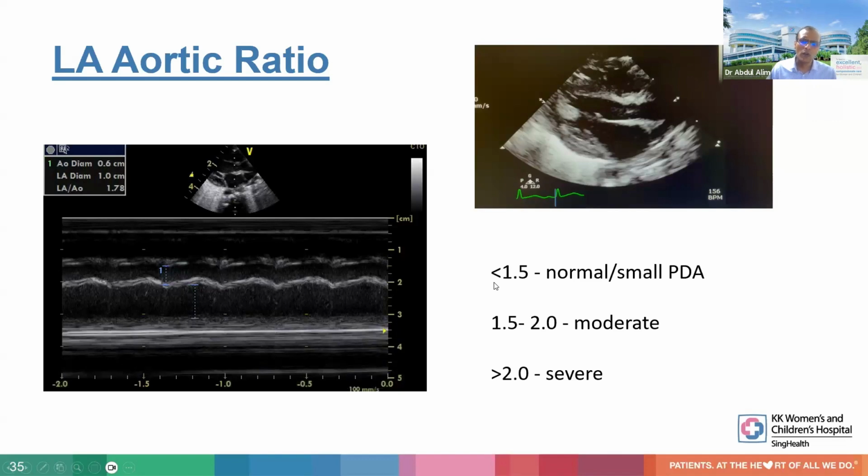Anything less than 1.5 is no PDA or a small PDA. A ratio of 1.5 to 2 suggests a moderately hemodynamically significant PDA. In very large shunts, the LA aortic ratio can sometimes be more than 2 to 1. So this is a very useful measurement, the left atrium to aortic ratio, and you should learn to measure it for practical use.